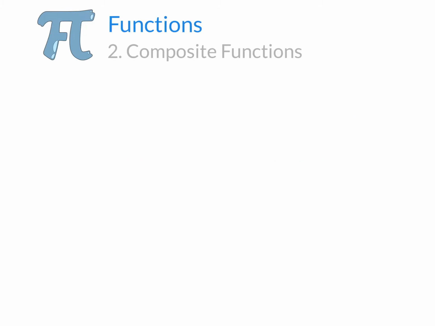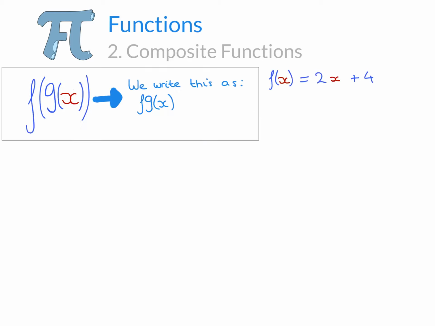We know how a function is built up from a set of instructions and an argument, and a composite function is no different, except for now the argument is not just a variable, but a function of a variable. Consider this function here. We know whatever argument we write in these brackets will occupy these brackets here.